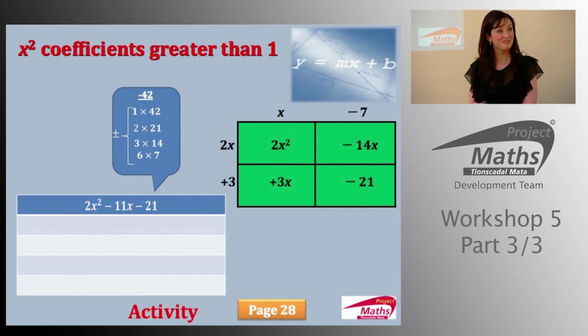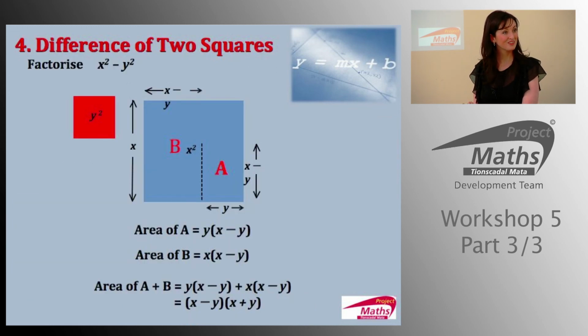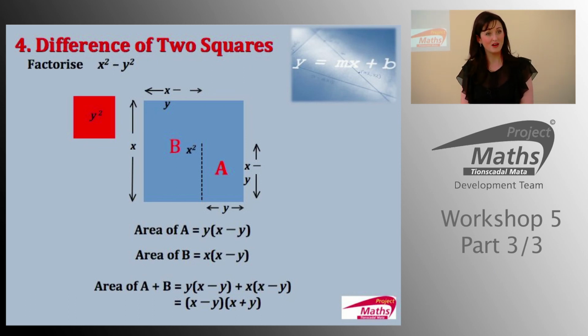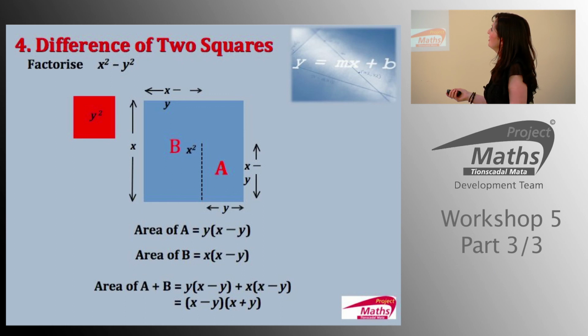This is lovely. The difference of 2 squares. Okay? X squared minus y squared. Well, what is it? What's x squared? A square. Take away a square. It's just a square, take away, presumably a smaller square. Okay, so x squared take away y squared.